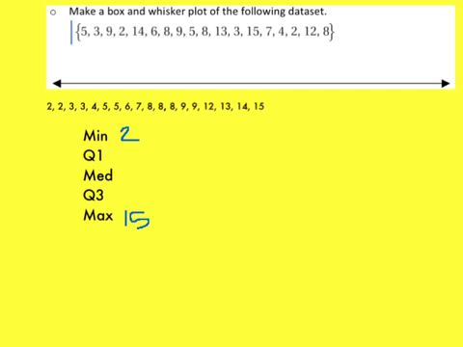The median, you have to find the middle number. I noticed that there are 18 numbers here, so I have to cut it down where there's 9 on each side. And this makes it easy because it falls between two of the same numbers, so my median is 8.